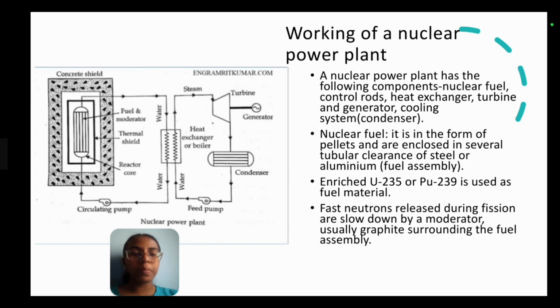In a nuclear power plant, nuclear fuel is in the form of pellets and are enclosed in several tubular claddings of steel or aluminium. This is called the fuel assembly. Enriched U-235 or Pu-239 is used as fuel material. The fast neutrons released during fission are slowed down by a moderator, usually graphite surrounding the fuel assembly.